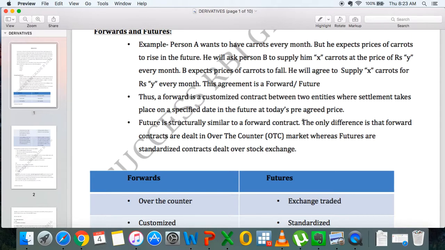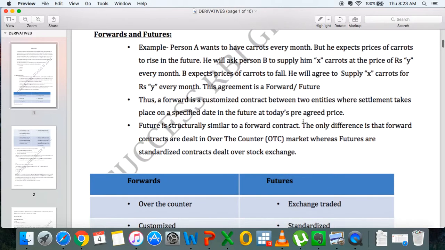When you make agreements on the stock exchange, when you deal in the stock exchange or commodity exchanges and deal with the same derivatives there, then the agreements are standardized. You cannot have any kind of agreement with any other person. There are certain standard agreements which can be made in the market. So those are called futures. This is the fundamental difference between forward and future. Otherwise, forward and future are exactly the same with respect to their method of working.